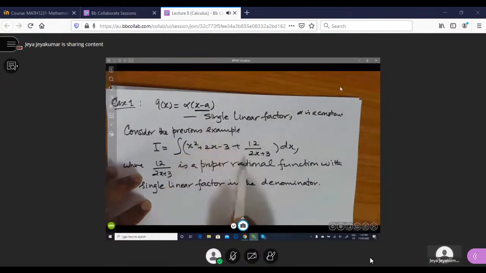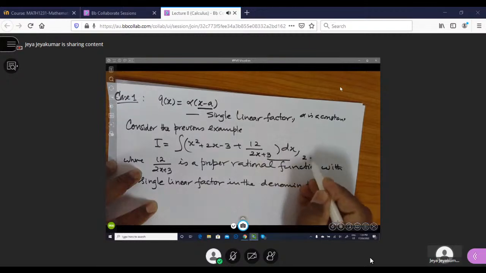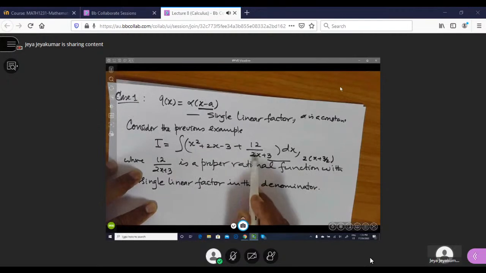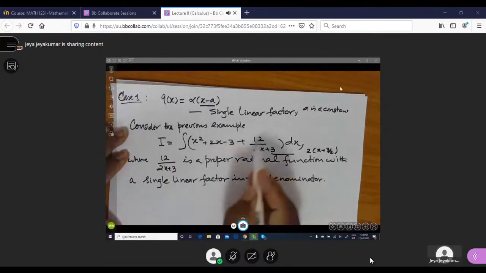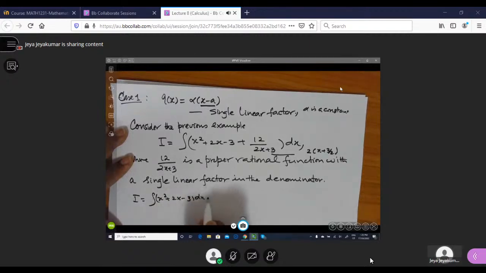We have come across an example like that. If you look at the previous example, the denominator 2x plus 3 is a single linear factor. If you want, you can rewrite it as 2 times x plus 3 over 2, which is 2x plus 3. So this is of the form like this, which we can easily integrate, right? So for example, let's do the integration now. And this is the proper rational function. So in this case, let's look at this integral here, x squared. It's pretty simple integration, dx. Integrate term by term.